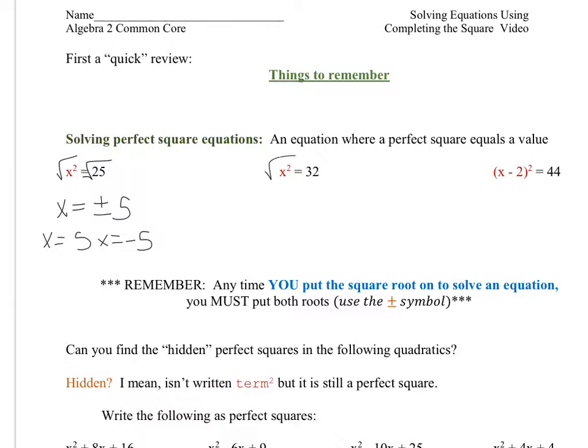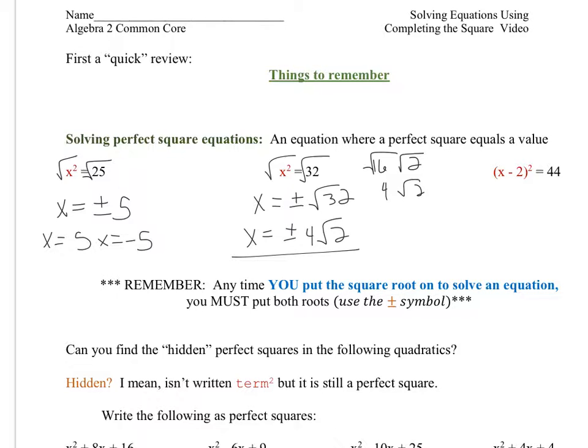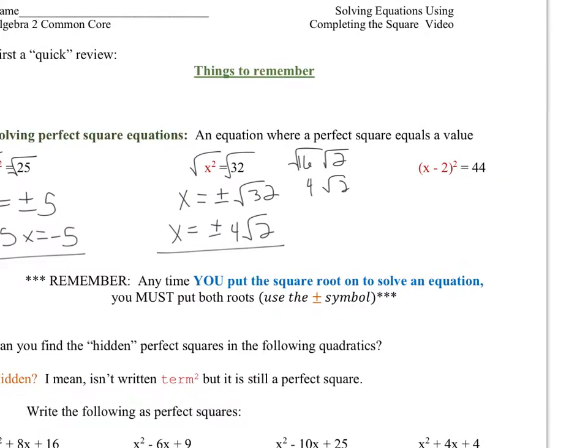Okay, same deal here. You take the square root, x is equal to positive negative square root of 32. Remember, you reduce that, it's 16 and 2, so it's 4 radical 2. So x is equal to plus or minus 4 radical 2. Yes, you can leave it like this. You don't have to separate it. I'm just showing you that.